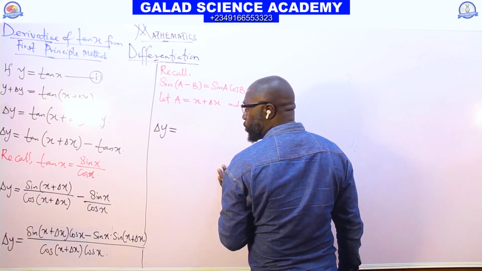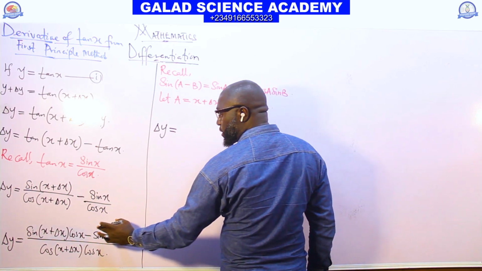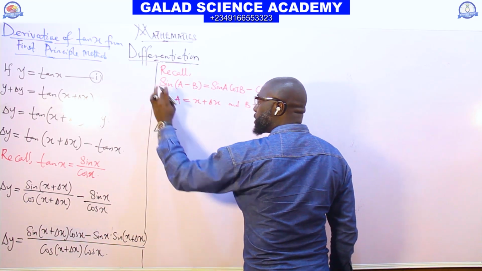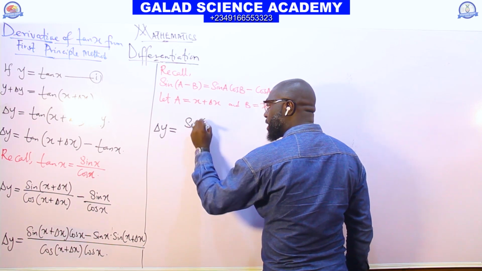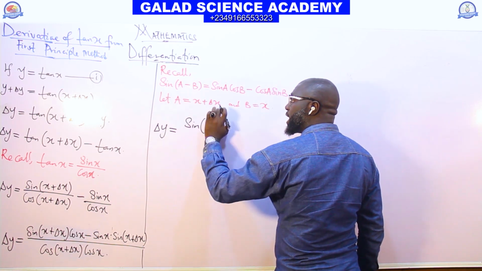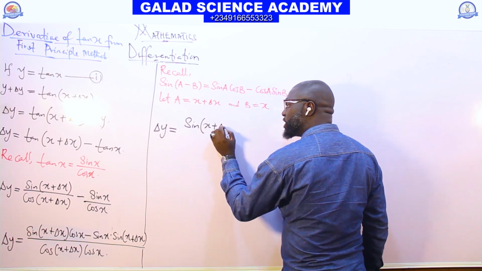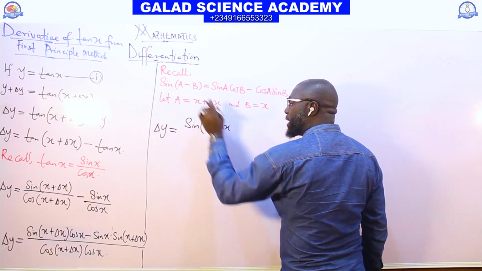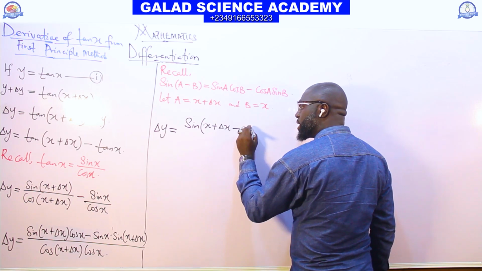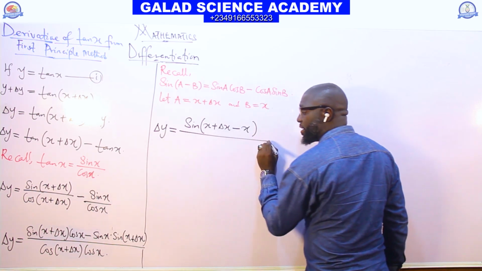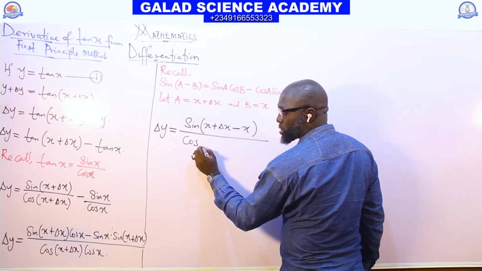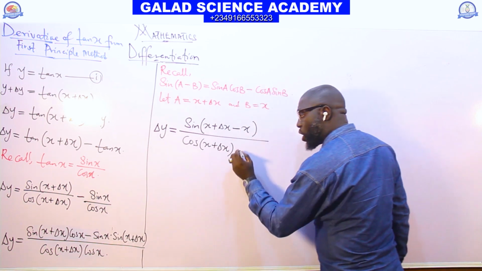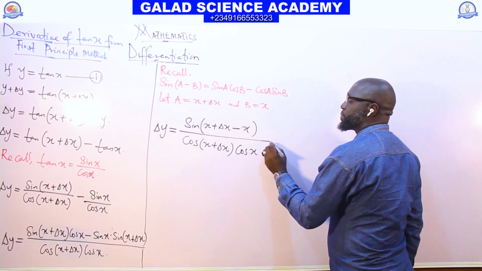Why? Good. You know that all this expression we have here is equal to this. We now have sine (A minus B). What is A? x plus change in x. Yes, that is A. Good. Minus B. What is B? x. Everything over cos(x plus change in x) then cos x.